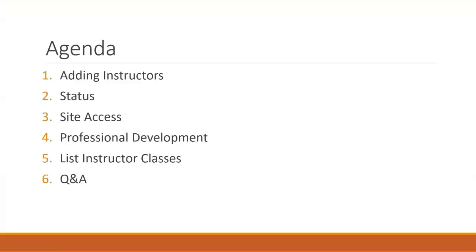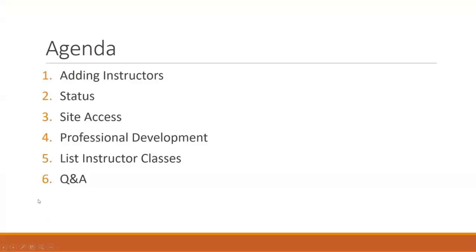And now we're just going to quickly go over the agenda for today. So first we're going to review how to add instructors. We're specifically going to dive a little deeper into the status and site access functions of the instructor page, because those are things that are a little bit important and are often overlooked. And we're going to review the professional development tab of the instructor screen, talk a little bit about how to add a professional development activity, and we're going to figure out how to get a list of instructor classes. And then at the end, we'll have time for a question and answer session.